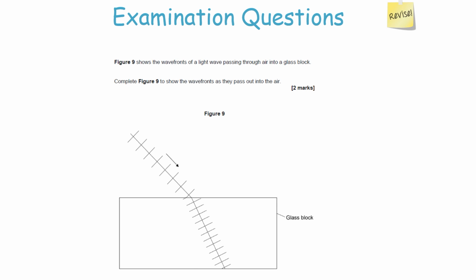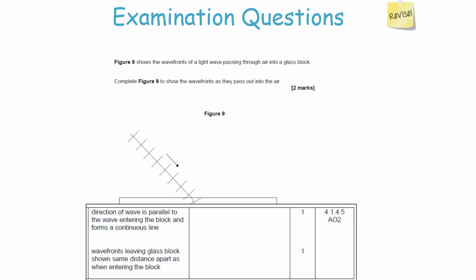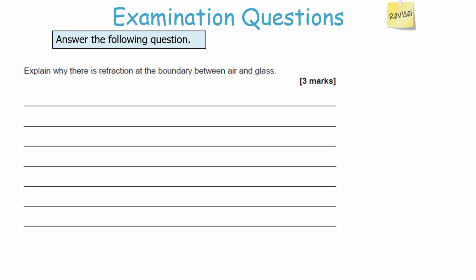Right, what you've got to show is when they're coming back out, they're back into air again. So it's going to be at the same speed. So it's telling us that it's going to be back at the same angle as it was previously. So the direction of the wave is parallel to the wave entering the block in a continuous line at the same distance apart as when they entered the block, because it's back to the same speed, so the wavelength is spaced back out again.